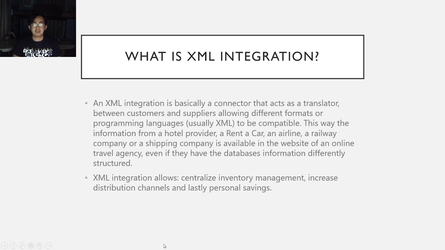What is XML integration? An XML integration is basically a connector that acts as a translator between customers and suppliers, allowing different formats or programming languages, usually XML, to be compatible. This way, the information from a hotel provider, a rent-a-car, an airline, a railway company, or a shipping company is available on the website of an online travel agency, even if they have the databases' information differently structured.